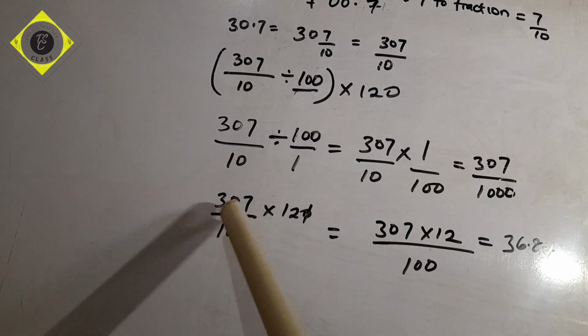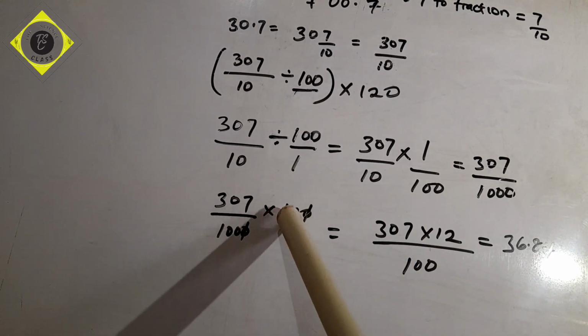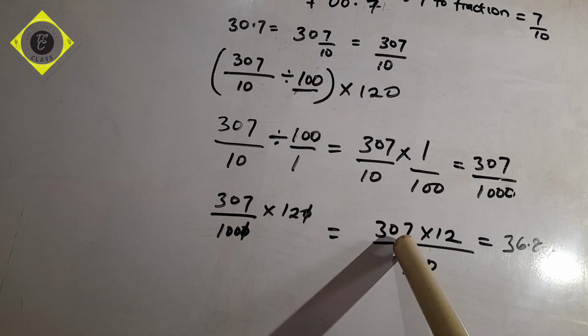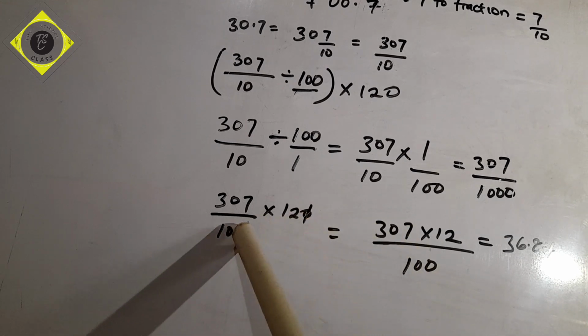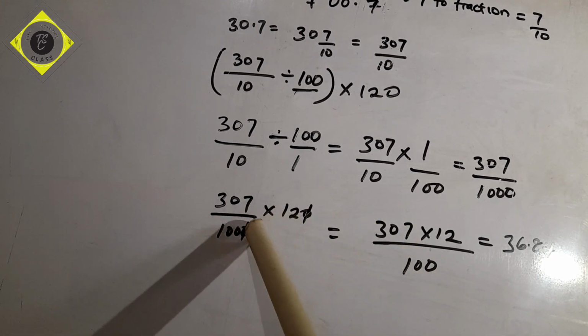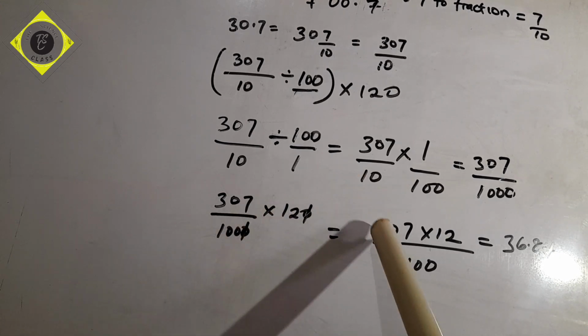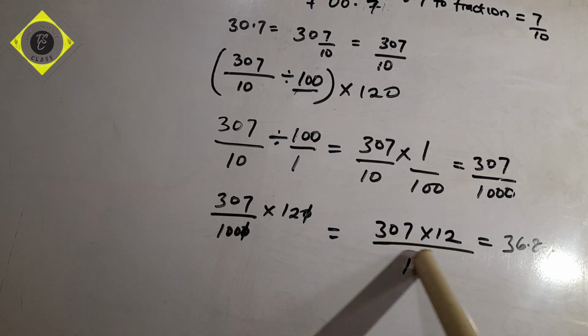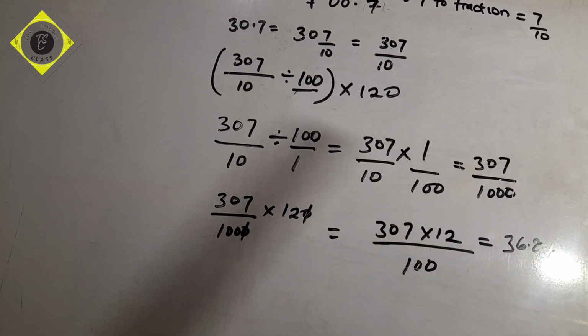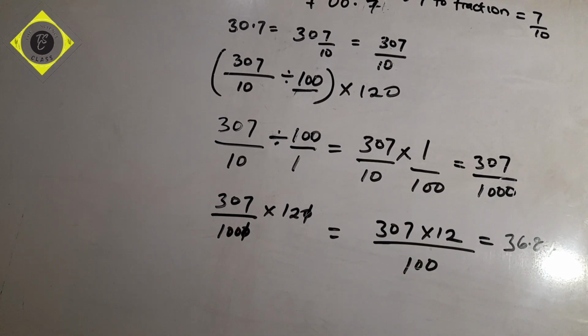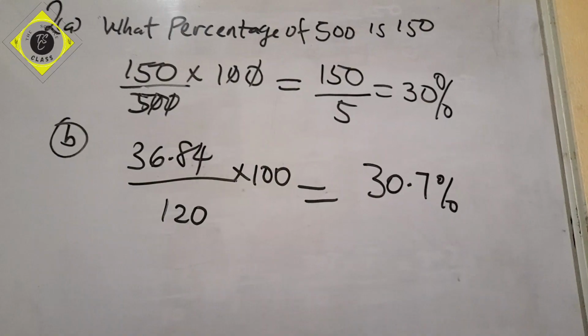So 307 divided by 1000 times 120 will give you, this 0 cancels out, it removes 1 zero from 120, and 1 zero from 1000. So it gives you 307 times 12 all over 100, and it gives you 36.84. So let's go to the next example.